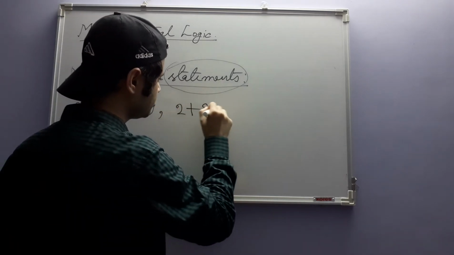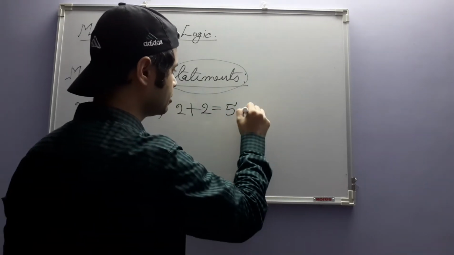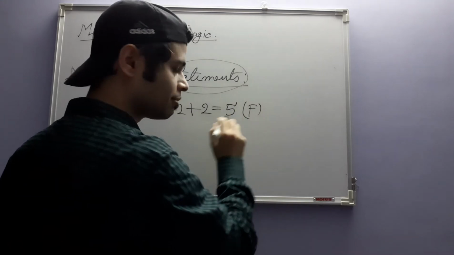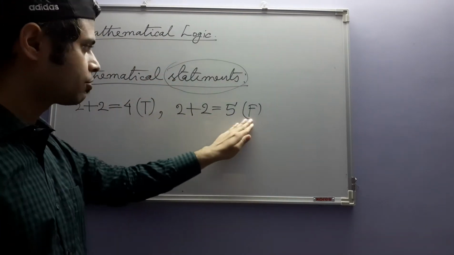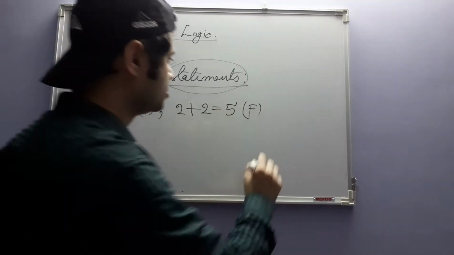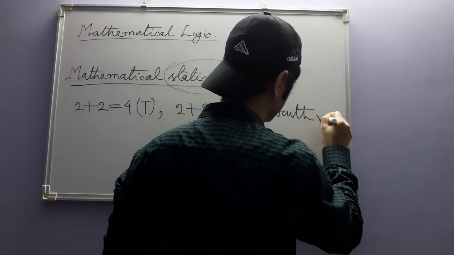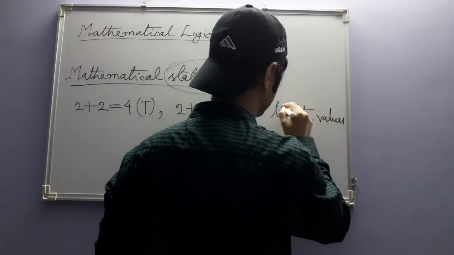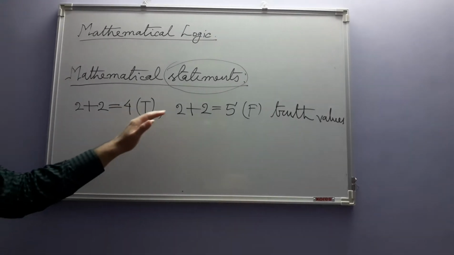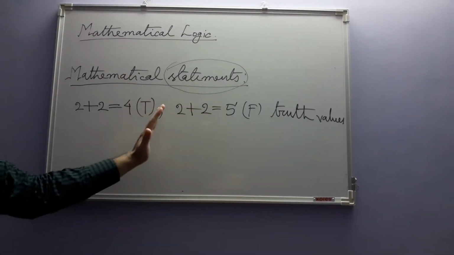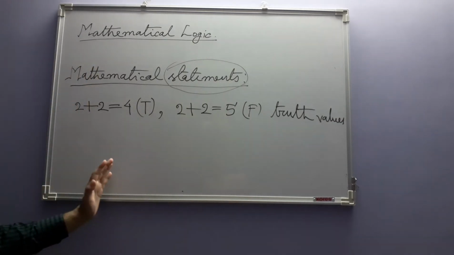Another statement is 2 plus 2 is equal to 5. This is false. Nevertheless, it's a statement. Although false, it's a statement because it has these things called truth values. Truth values of a statement. A truth value is either true or false. So a statement has a definite truth value.